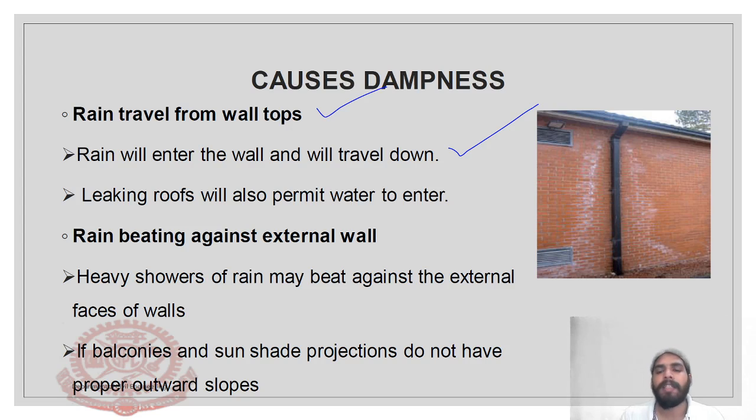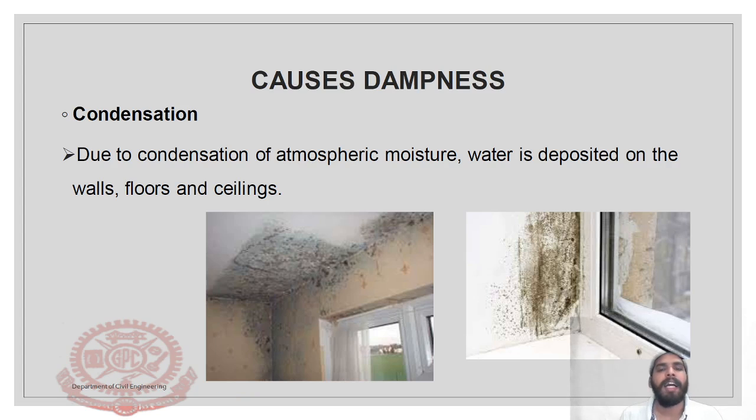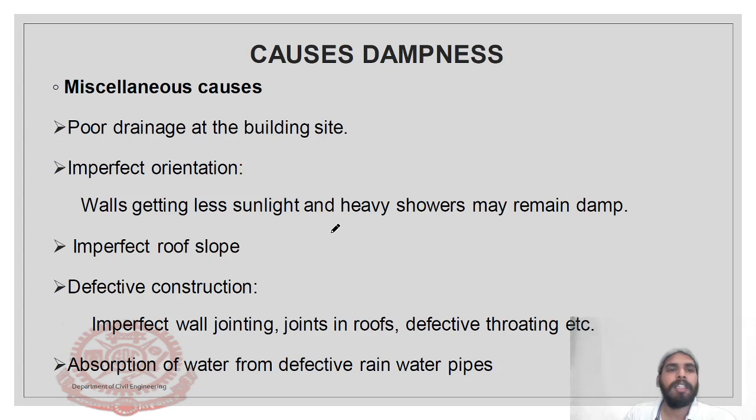It may cause dampness. Then condensation. What is condensation? The atmospheric moisture may condense and deposit on the walls, floors, and ceilings. Sometimes it may happen. It may condense at the walls. This is condensed at the window surface. And here it is condensed at a wall. Here also the condensation may occur. Due to the atmospheric moisture, the dampness may happen. These are the causes of dampness.